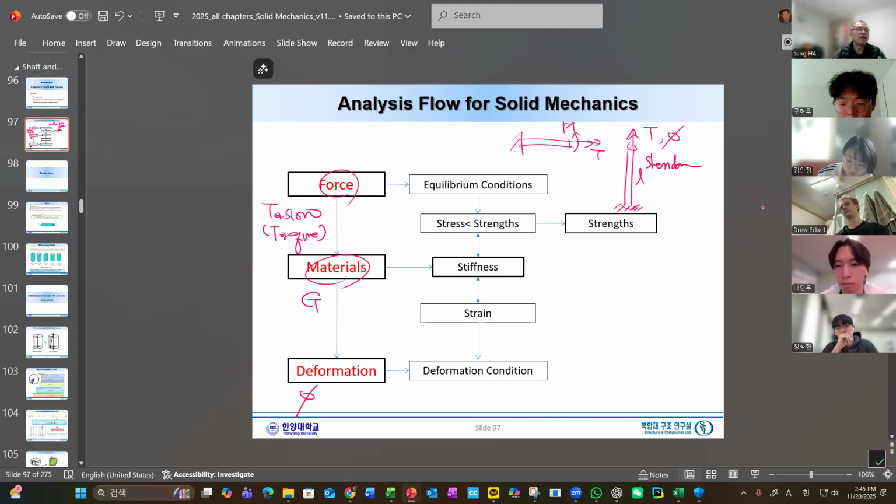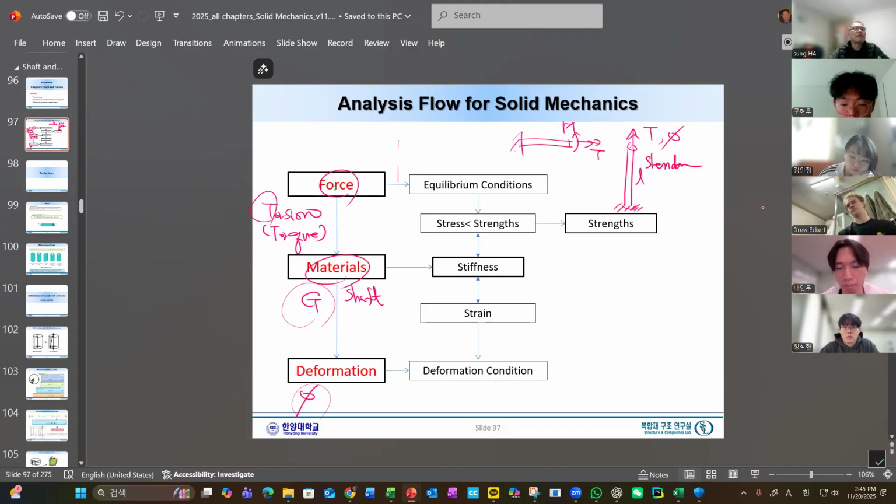Of course, inside the material, various other cross-sectional properties will be defined and included in these relations, but again, the torque or torsion is applied to a certain material which has this shear stiffness, and this shaft, okay, this is called a shaft, will be deformed by a rotation angle phi.